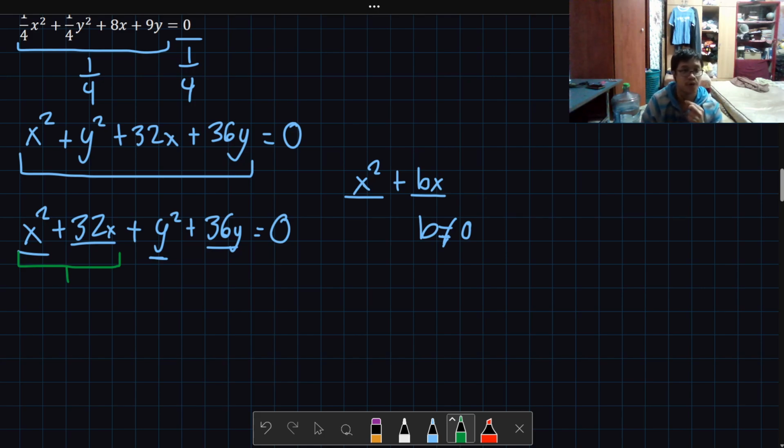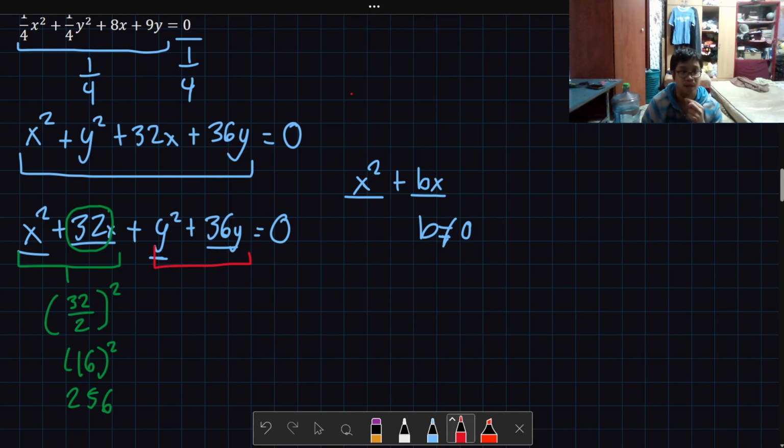What we're going to do is get the coefficient of the x, which is 32. Then we divide it by 2 and we square it. 32 divided by 2 is simply 16. Then we square 16, which I believe is a big number. Let me take a look. 256. We will have 256 as a result. Now for the y, we will do the same thing.